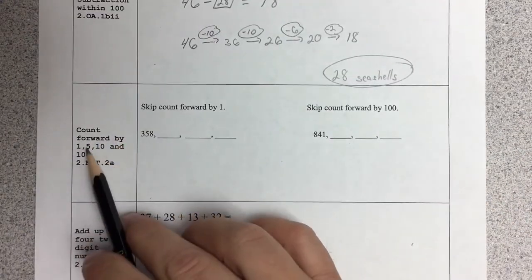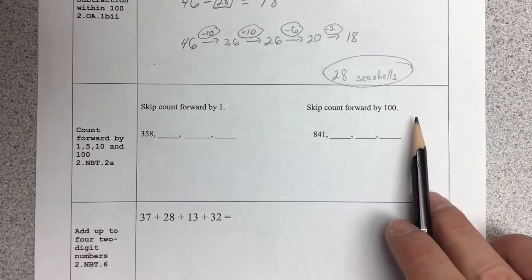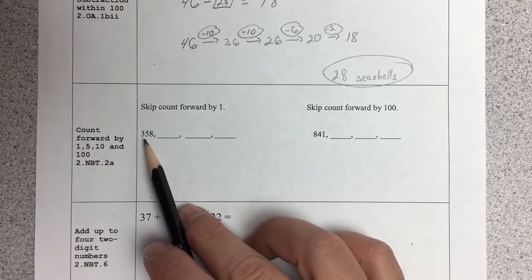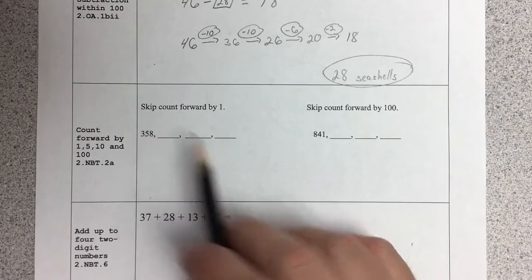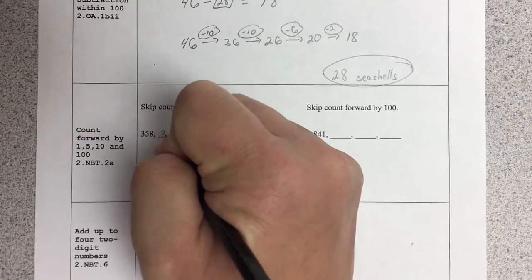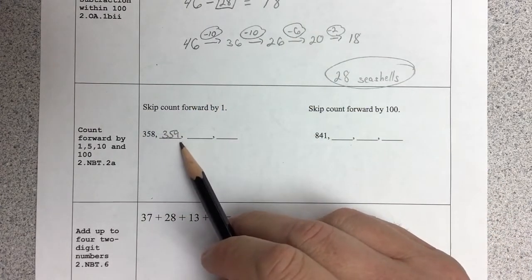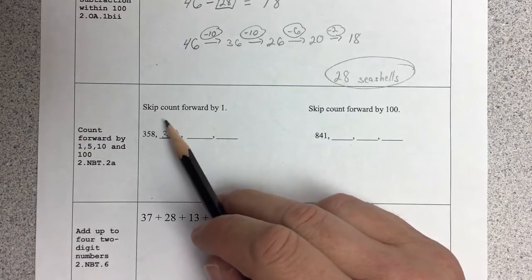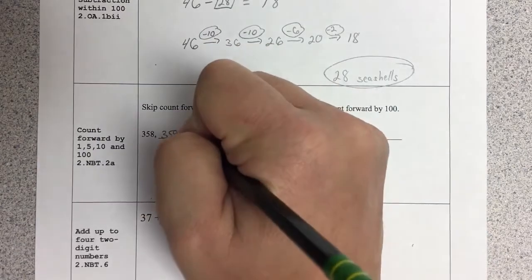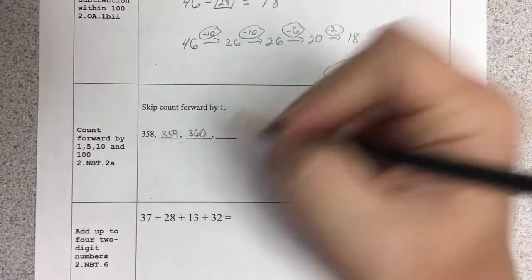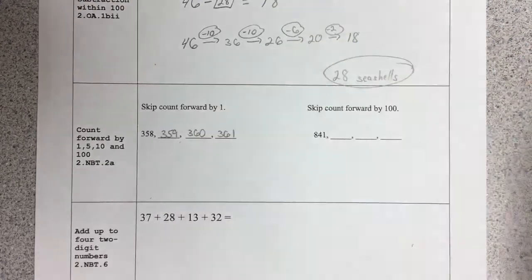Count forward by 1, 5, 10, and 100. So today we're skip counting forward by 1 and skip counting forward by 100. So first we're starting with 358 and we're counting forward by 1. So I need to add 1 to the ones place here. So 8 ones, 9 ones. Now I know when I add another 1 here, that's going to make 10 ones, which makes 1 ten. So instead of 35 tens, I'm going to have 36 tens. 360, and now 0 and the 1, 361.